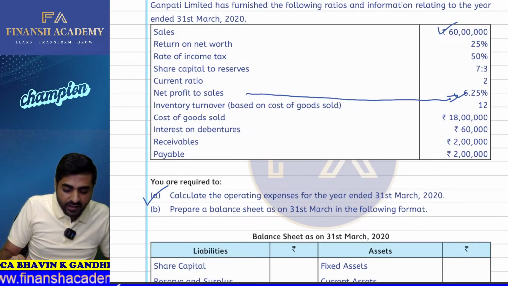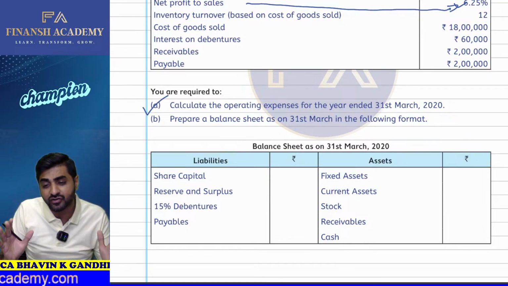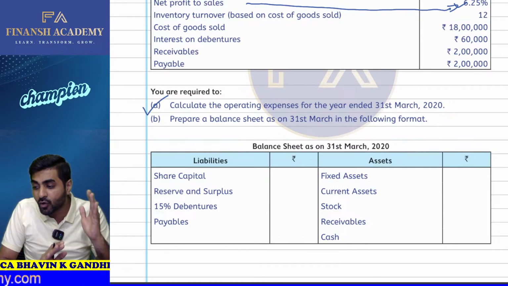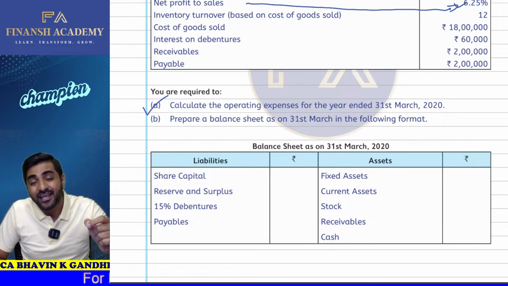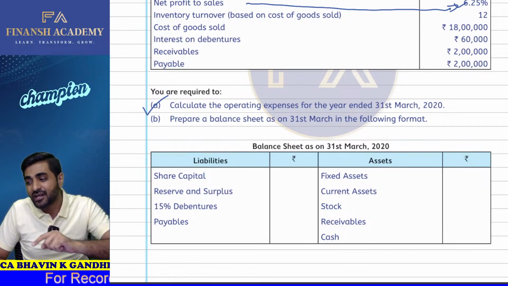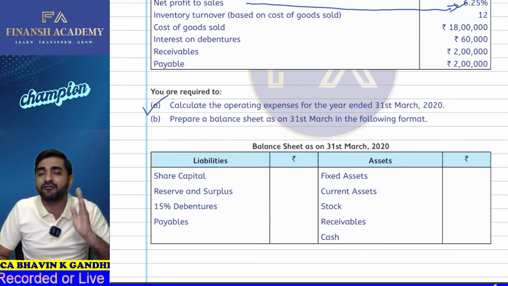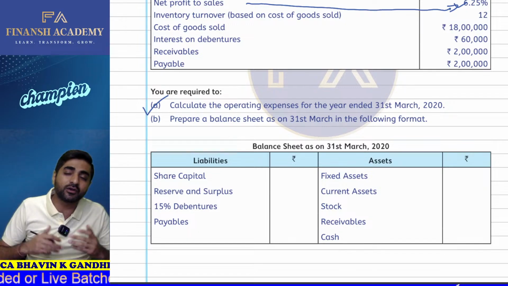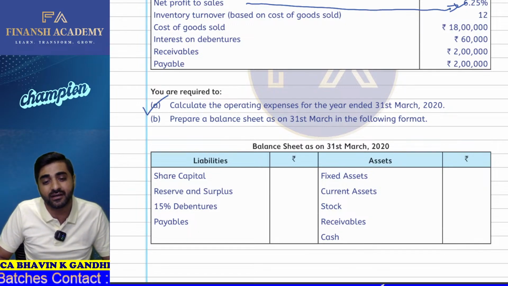Continuing further, in the second part, we are actually required to prepare the balance sheet as on 31st of March. Now, how are we going to prepare the balance sheet? As I've told you, from the ratios, if you have to prepare the balance sheet, we have to compulsorily prepare the face first. So, are we going to prepare the face first? Come on, yes or no? Yes, sir. So, we have the face of the balance sheet.